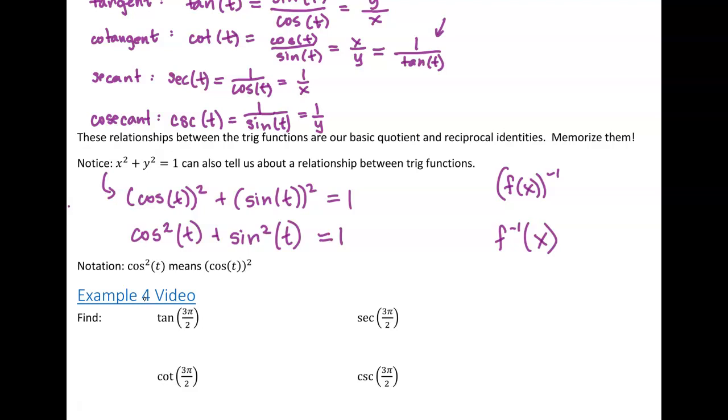Okay, so you now have your quotient identities for tangent and cotangent, your reciprocal identities for secant and cosecant, and your first Pythagorean identity. We can actually write other Pythagorean identities for other pairs of functions, but this one will do us for now. This will be perfect. It'll get us a long ways. So work on making sure you have all of those memorized.